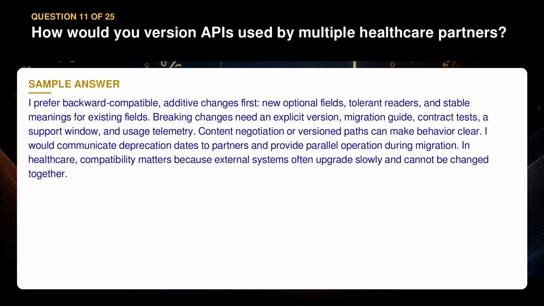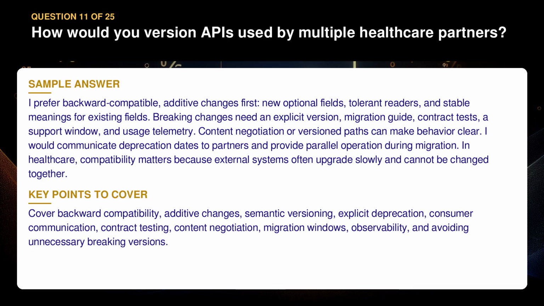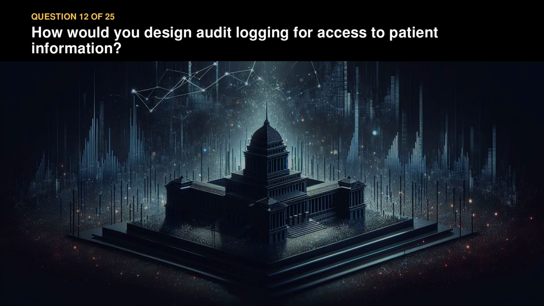In healthcare, compatibility matters because external systems often upgrade slowly and cannot be changed together. Cover backward compatibility, additive changes, semantic versioning, explicit deprecation, consumer communication, contract testing, content negotiation, migration windows, observability, and avoiding unnecessary breaking versions.